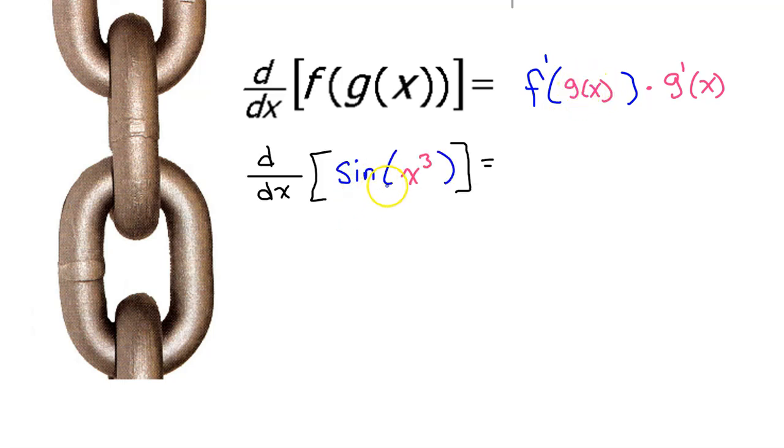Let's redo this example without the u substitution. According to the chain rule, we take the derivative of the outer function, and sine becomes cosine. We keep the inner function the same until we then multiply by the derivative of the inner function, which is 3x squared. And that's really all there is to the chain rule.